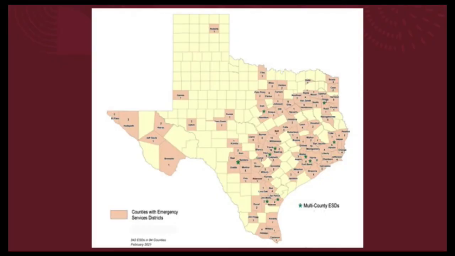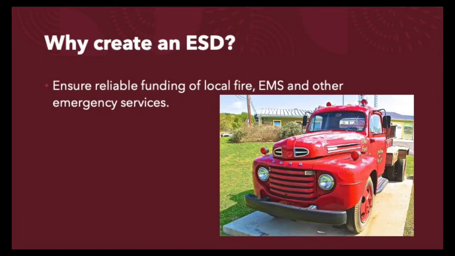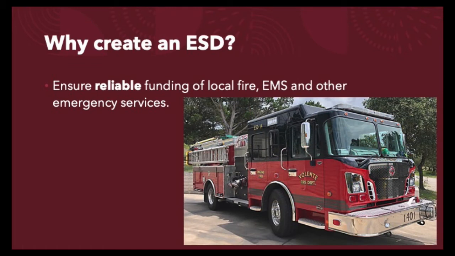There are roughly 342 emergency services districts in 94 Texas counties, and about 250 of those are members of SAFE-D. At virtually every uniform election day, new ESDs are created. There may be specific local reasons the drive to create an ESD began, but the recurring theme for creation is the need to ensure reliable funding for emergency services in a community, whether that's in a rural county or an urban suburb.